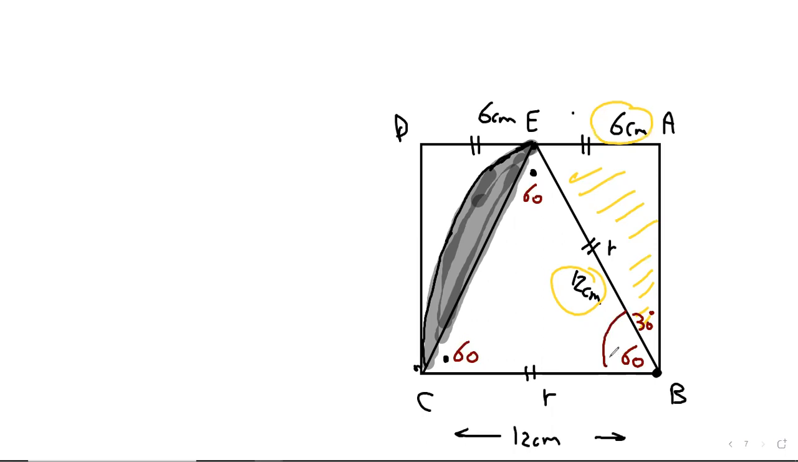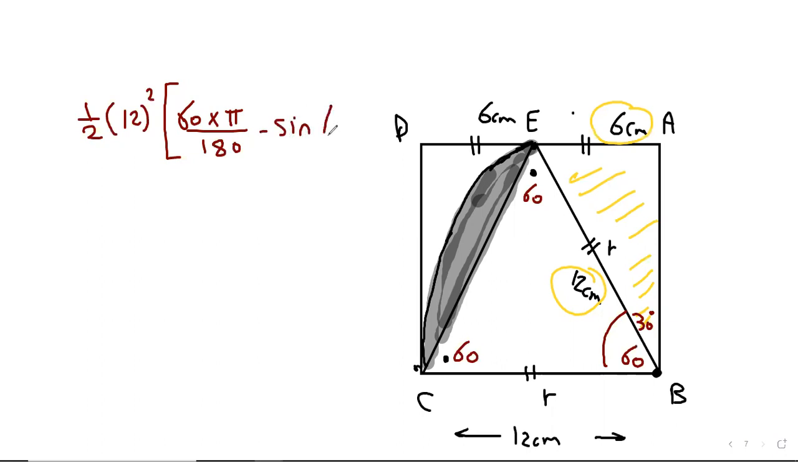Now we can find the area of the circular segment. It's a half multiplied by 12 squared and multiplied by theta in radians. We have theta in degrees, so we convert it into radians by multiplying by pi over 180, minus sine 60. By using the calculator, you will find the area is 24 pi minus 36 root 3.